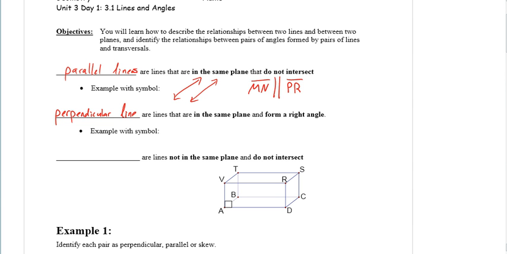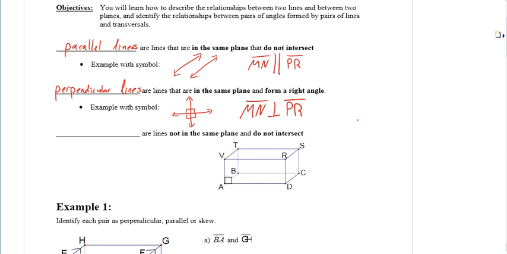lines. Again, you've already heard of this, and that would be something like this, where we have a right angle pretty much everywhere in most cases, and that would be represented by MN perpendicular to PR. Sorry if you had a little bit of a glitch pause there.